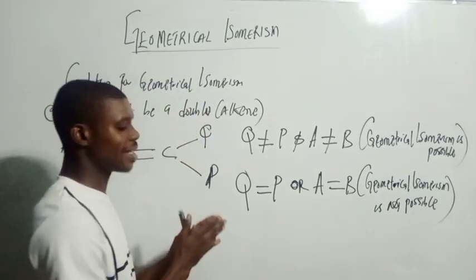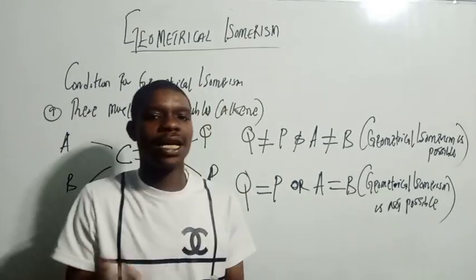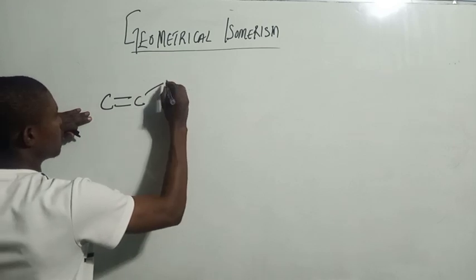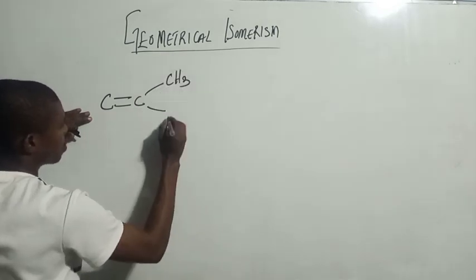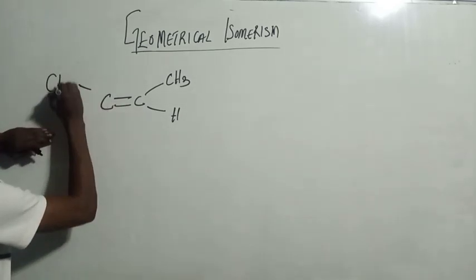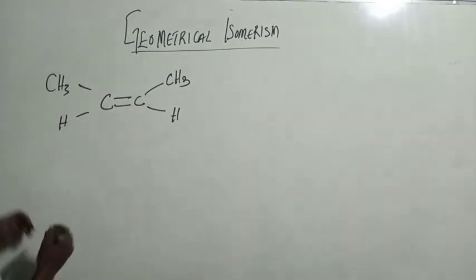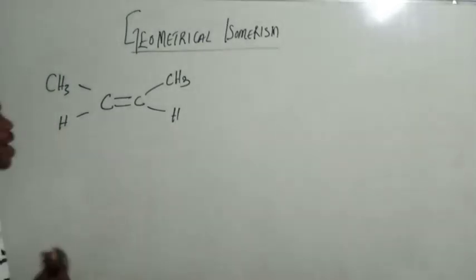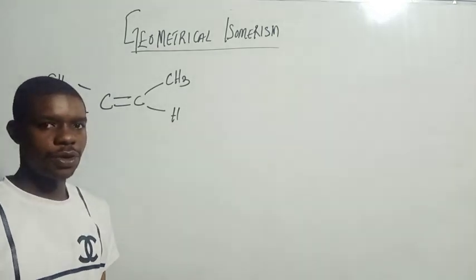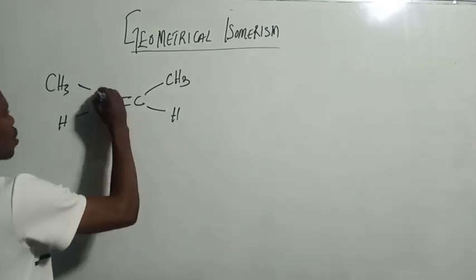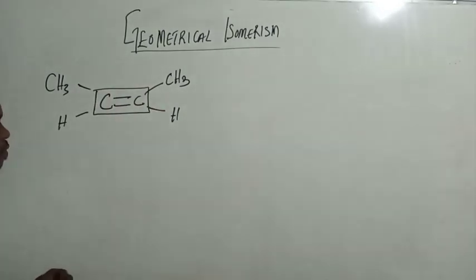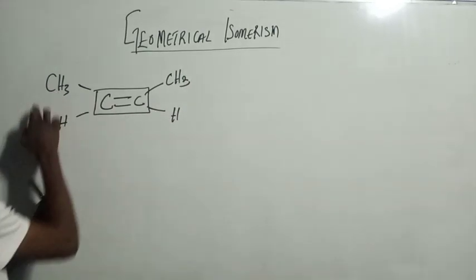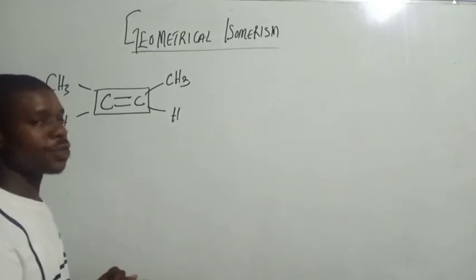But now let's look at some of the alkenes that undergo geometrical isomerism and some of the alkenes that don't undergo geometrical isomerism. For example, here we have C. Okay, look at something here. When you have this structure here, they will ask you, is geometrical isomerism possible? So you want to look at what these two carbon atoms are. These two are the same. These two are not the same, and these two are not the same.